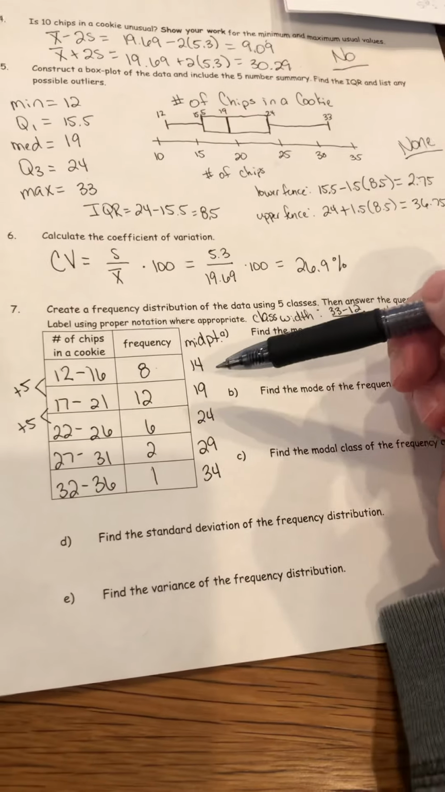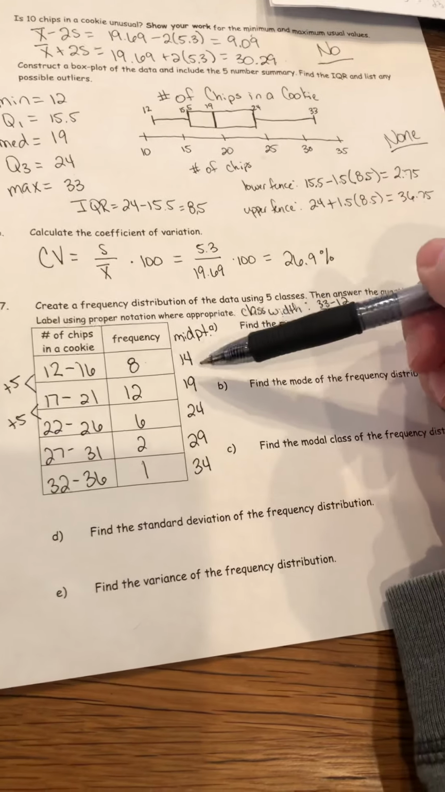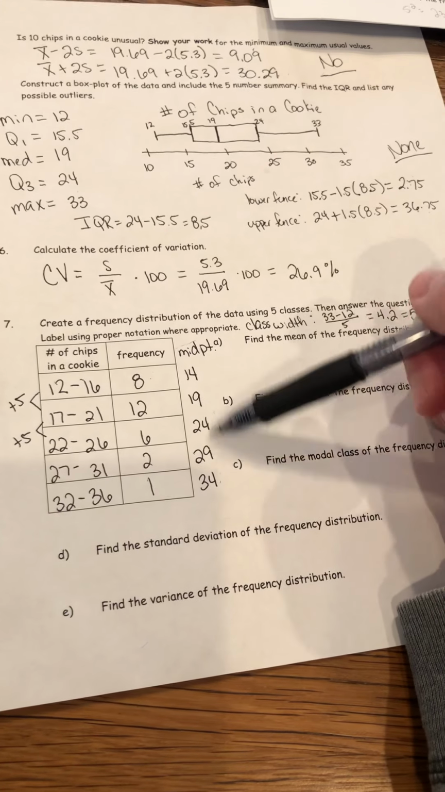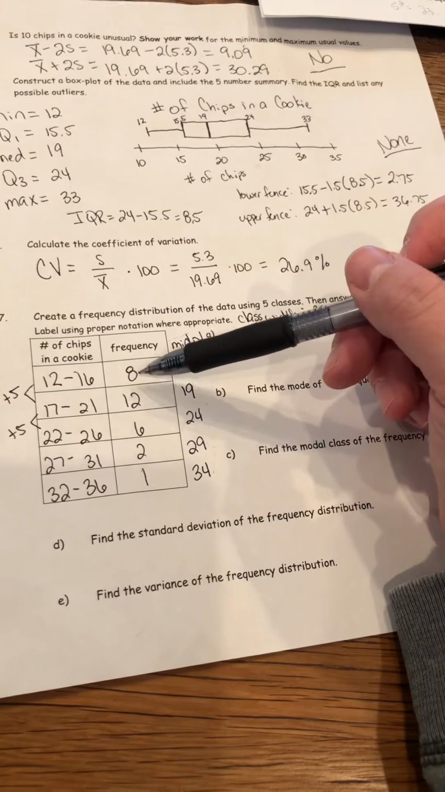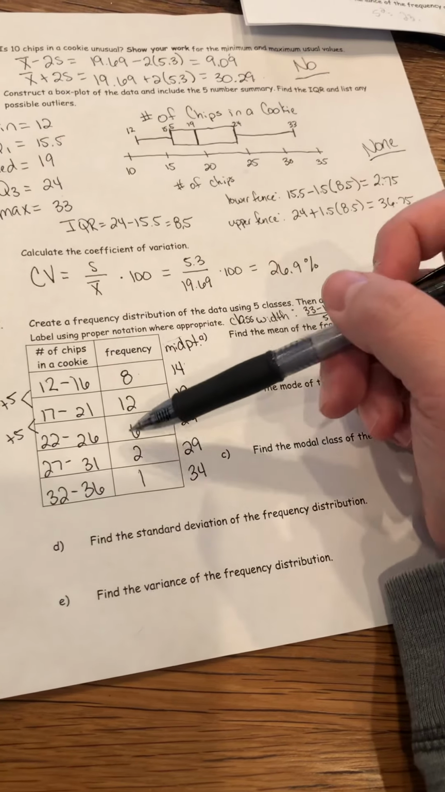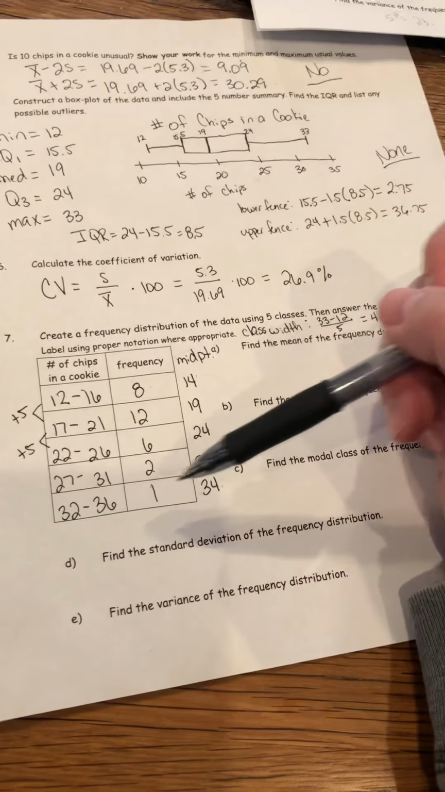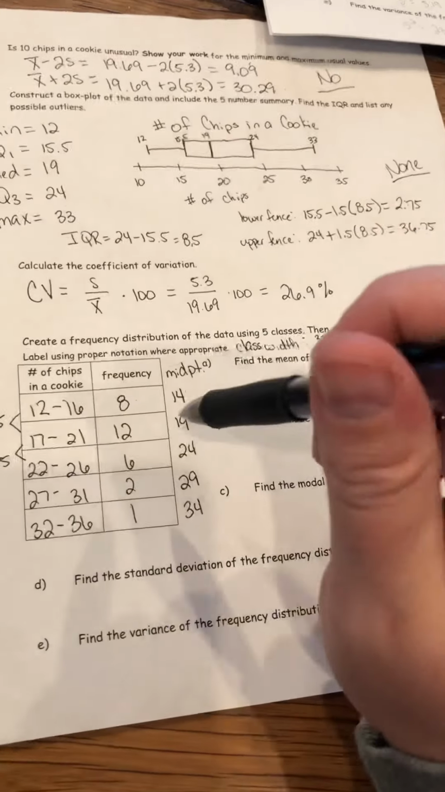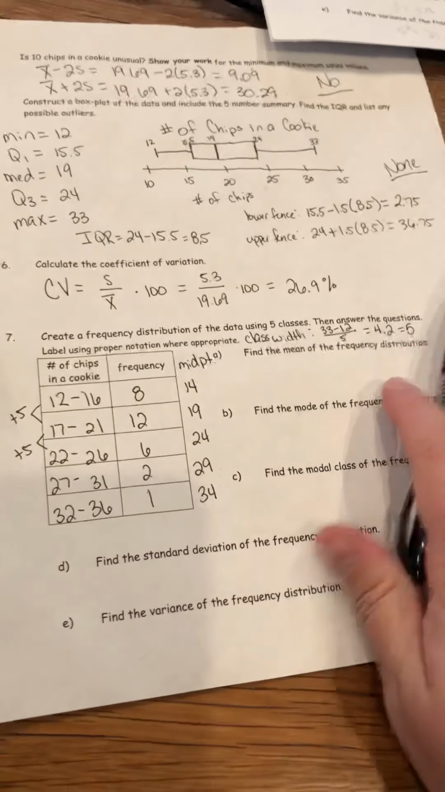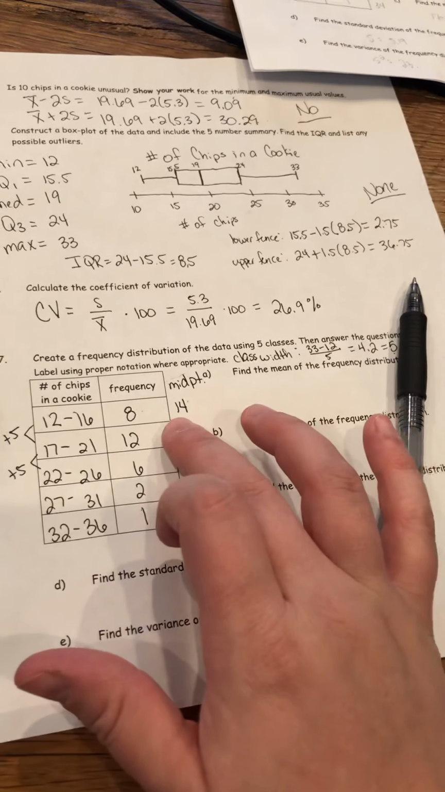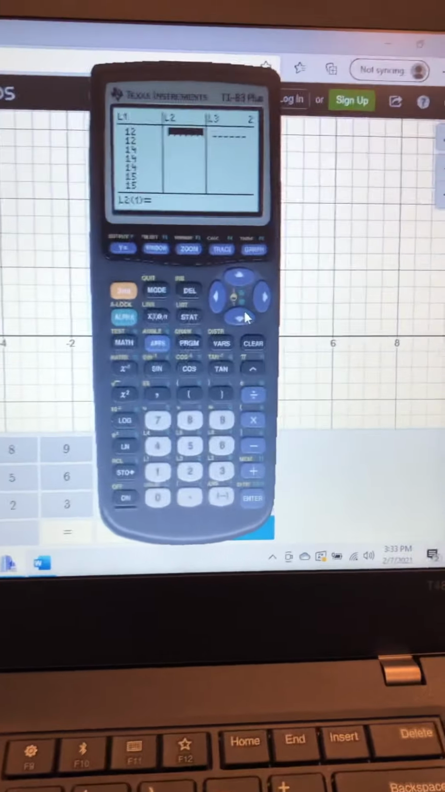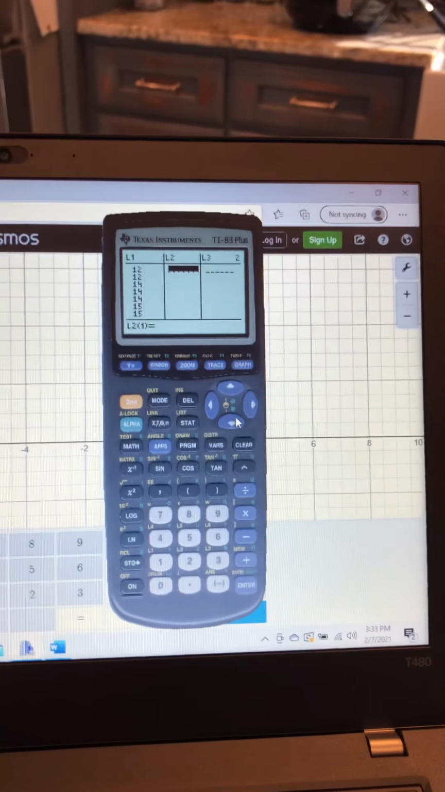When you're given a frequency distribution instead of your original data, you assume that all the data values are the midpoint. So you would assume you have 8 14s, 12 19s, 6 24s, 2 29s, and 1 34. Your calculator will do this without you having to type in 14 8 times and 19 12 times. So I'm going to go over to my list 2, and type in my midpoints.